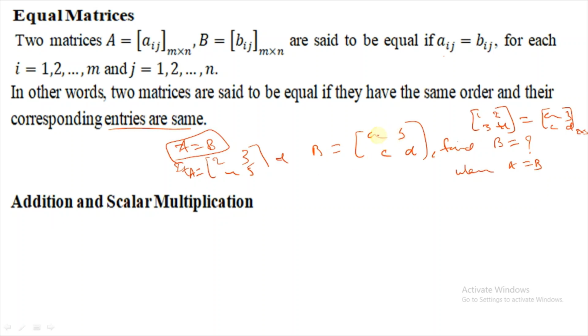But they are given some relation also. Suppose A plus B is given or whatever is given, and the equal condition means two matrices are equal if they have the same order and the corresponding elements are the same. You have to keep that in mind. So, corresponding elements: addition and scalar multiplication. Already you know the addition and scalar multiplication.